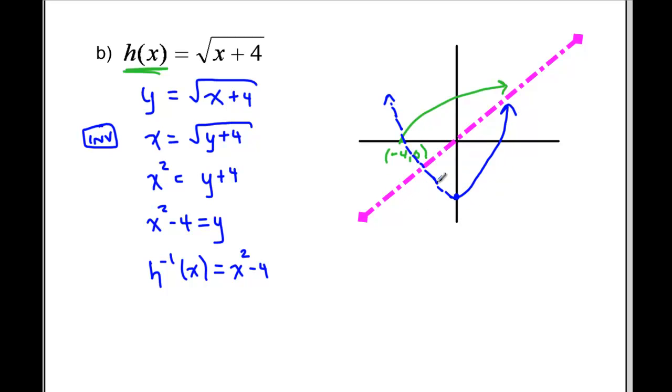So this is going to be where our domain and our range come in. So I'm going to get rid of that dotted line there because I don't want it. I only want this line right here where this is at the point 0, negative 4. So when we do our domain and range, it's going to be very important. So let's do the domain and range for our original function here, h. So the domain: the x values have to be greater or equal to negative 4.